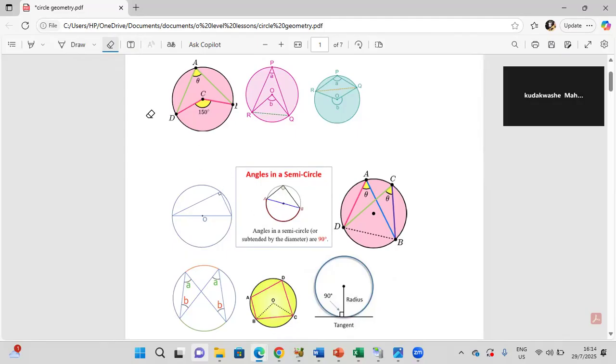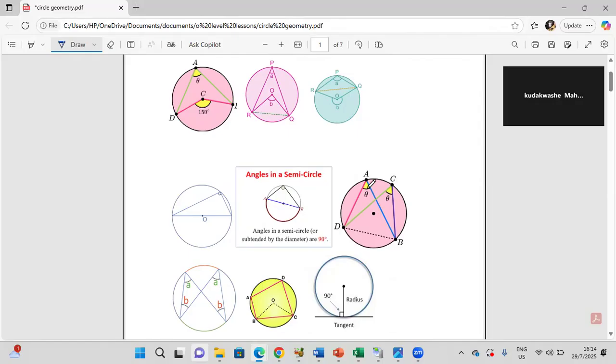Besides that, we also talked about the angles in the same segment. So we have these angles. They are sharing the same chord DB. At the circumference, they form the same angles.